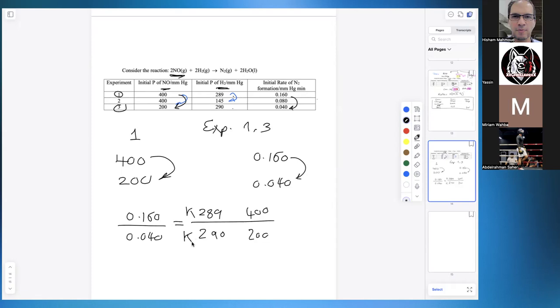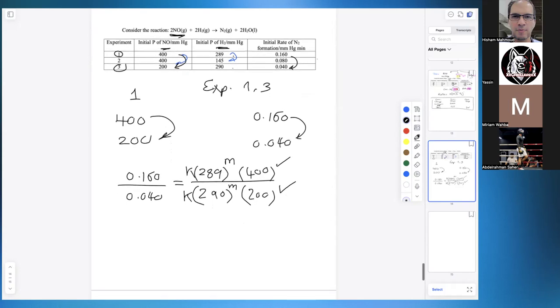بس ال 400 وال 200 انا عرفتهم، I knew them already فمش محتاج لهم. امال انا محتاج لمين؟ محتاج لده بقى. عايز اعرف ده باور كام. This one I know it خلاص. I don't need it. It is first order صح؟ انا مش عايزه. انا عايز مين يا ياسين؟ I need this one.